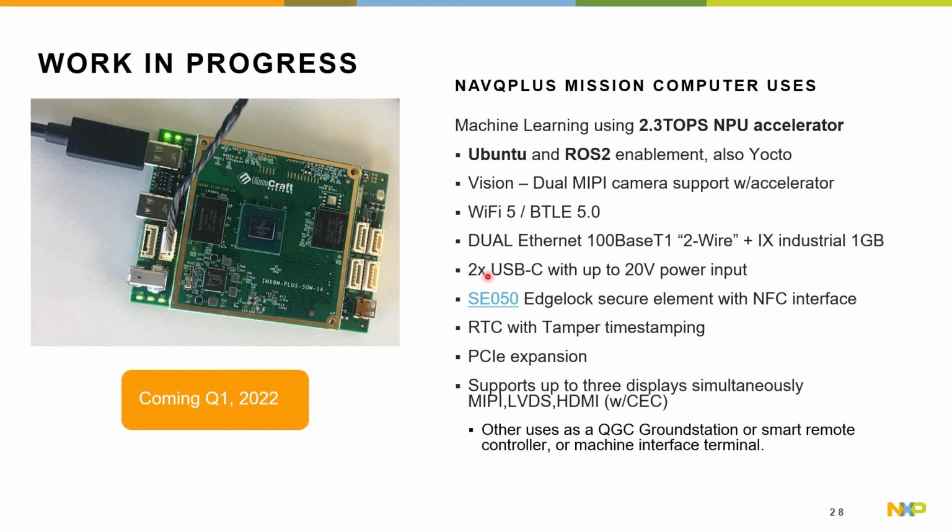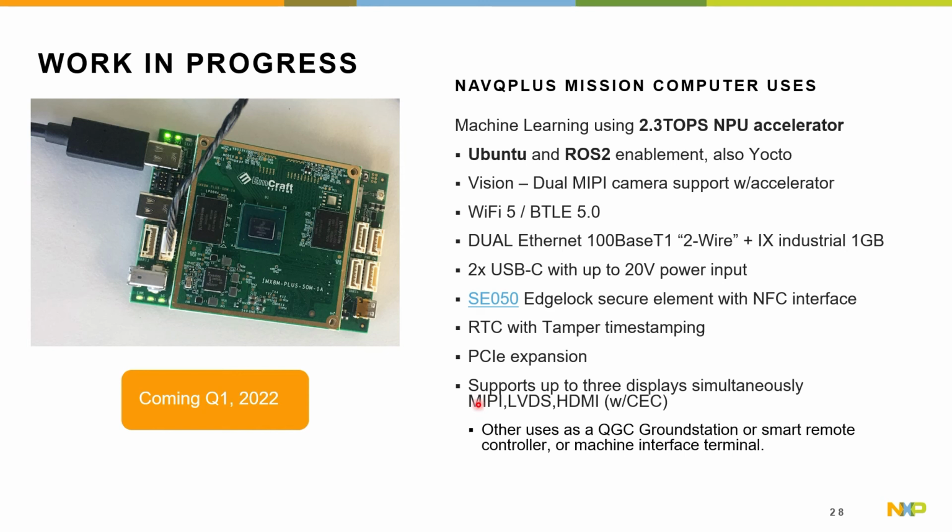There are two USB-Cs, which can provide power in or out up to 20 volts. And there's a separate hardware connector here for up to 20 volt power input. Secure element is on board. There's an NXP real-time clock with tamper detect time stamping. There will be an ability to do a PCIe expansion. So if you wanted to put in a standard LTE cell modem, for example, that would be possible.